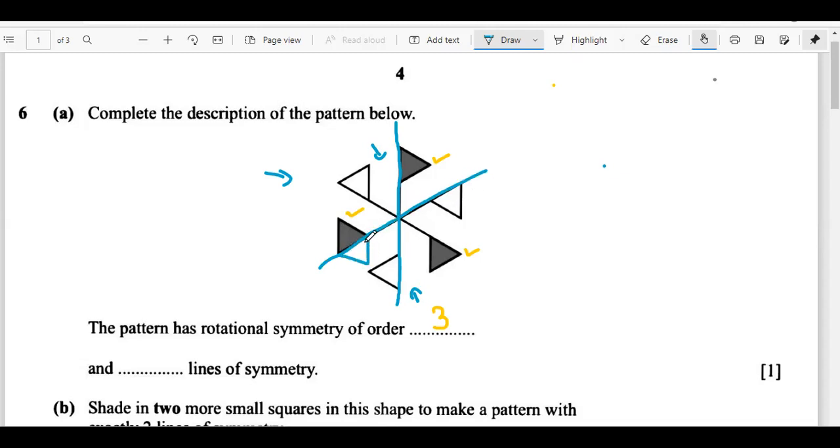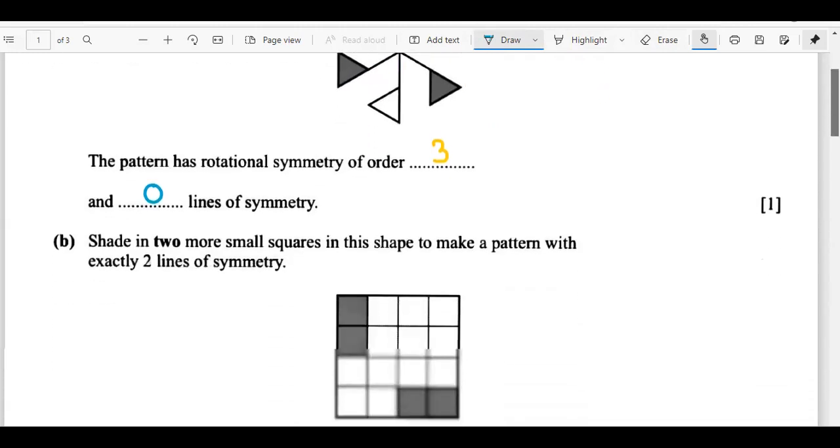I do not have a filled triangle here, so it means that I would not be having any lines of symmetry in case of this shape, right? So the answer is going to be 0. Very good, excellent. Okay, let's talk about the next part.